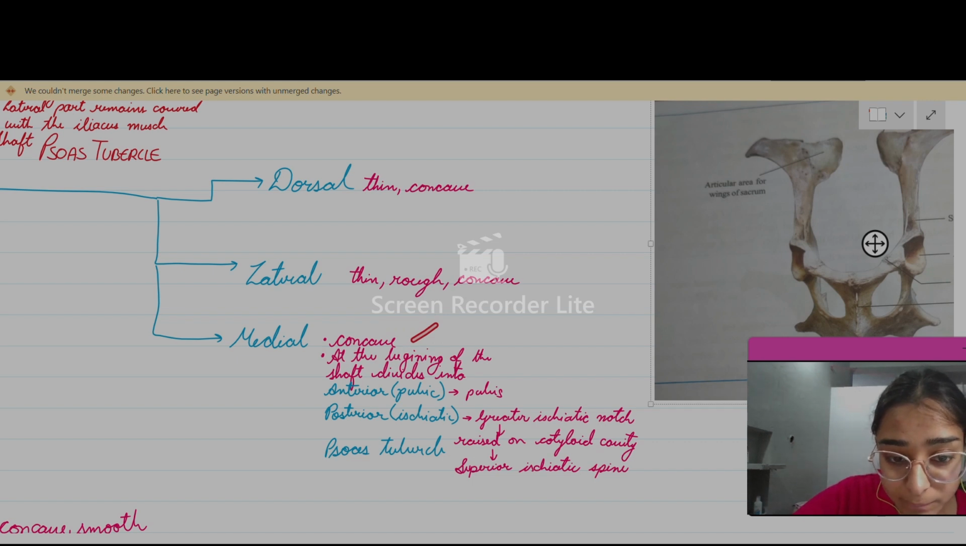At the beginning of the shaft divides into anterior pubic part, which is called pubis. Posterior ischiatic part, greater ischiatic notch is present and is raised on the cotyloid cavity. Superior ischiatic spine is also present with psoas tubercle.